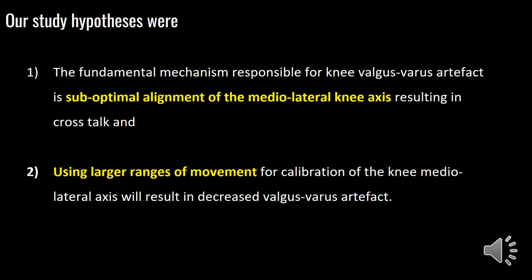And so for this study, our hypotheses were that the fundamental mechanism responsible for knee valgus varus artifact, or dynamic knee valgus, was suboptimal alignment of the medial lateral knee axis, resulting in crosstalk. We also hypothesized that if we used larger ranges of movement for calibration, this would improve the orientation of the knee flexion extension axis, and this would decrease the valgus varus artifact. The idea being we could provide people with some functional calibration techniques that would make their readings more accurate. Now obviously, as a part of these functional calibration techniques, the larger the range of movement, the more information the mathematical equations have got to try and accurately locate the joint center and the knee axis alignment.